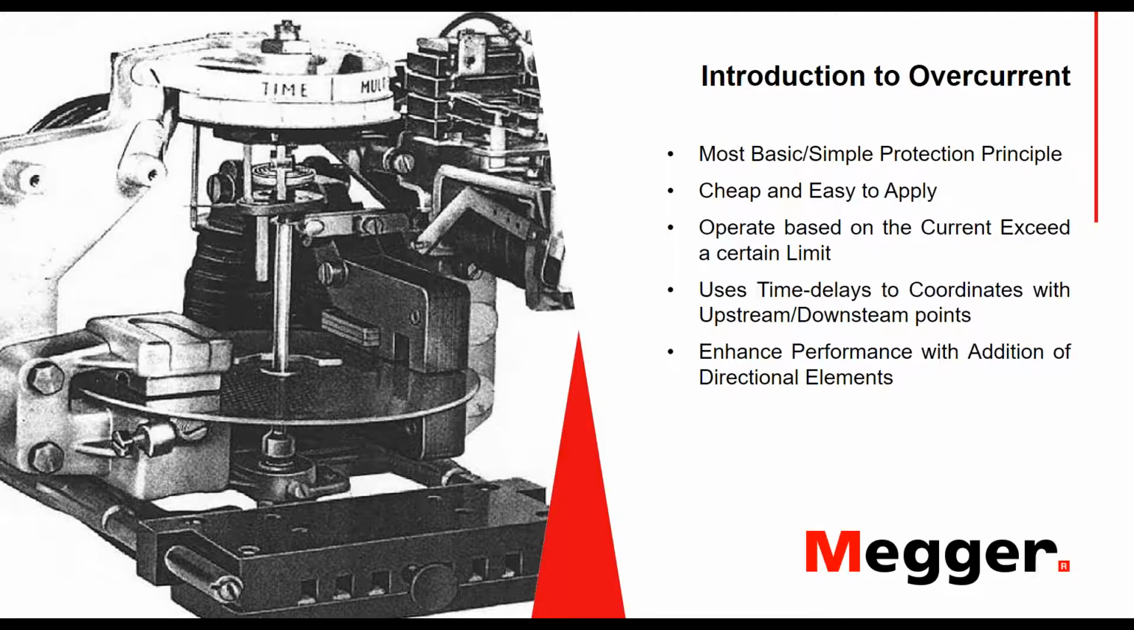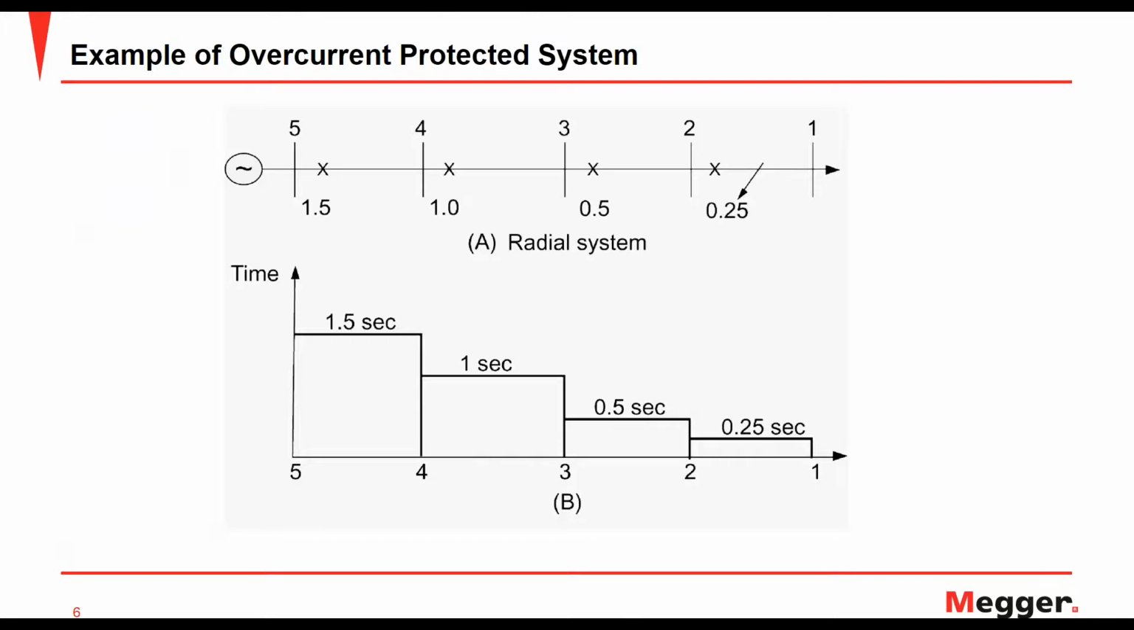So where do we need or how can we benefit from overcurrent in a radial system, for example? We can just put a time dial or time coordination between different sections of my line or radial line to give me a good mix of reliability, selectivity, and speed of fault clearance.